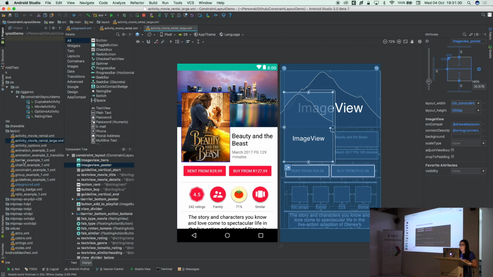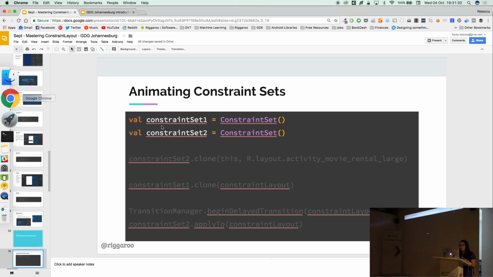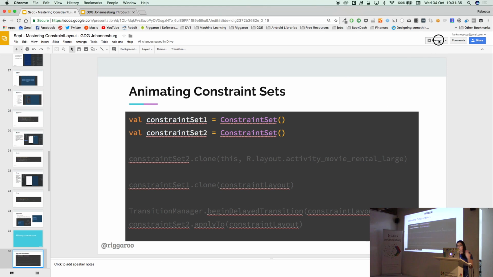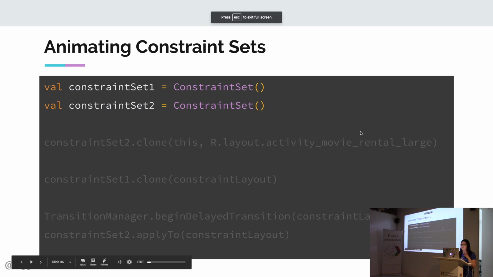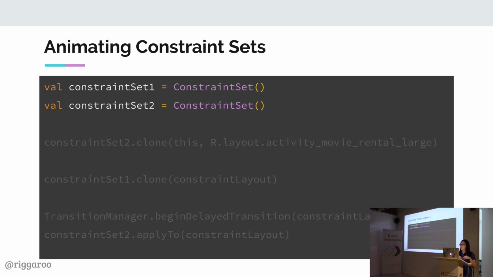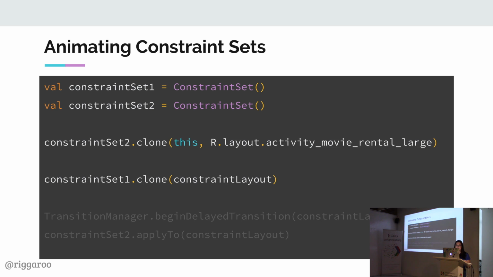And then basically all we needed to do from that point on is in code itself. So this you have to code. Unfortunately, you can't do this in XML. But we would have 2 constraint sets. So the first constraint set is going to contain the current layout that we have, and the second constraint set is going to contain the layout that we want to get to. So we would create these 2 objects. This is Kotlin code if it looks a bit confusing. First time I'm using Kotlin in the presentation, yay.